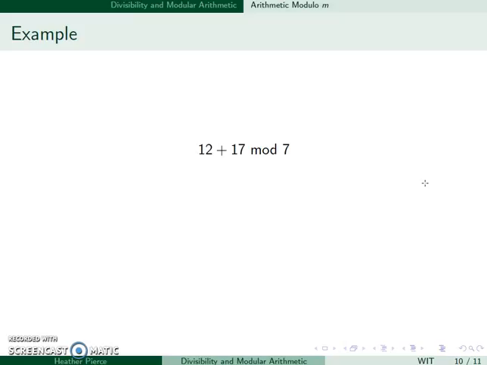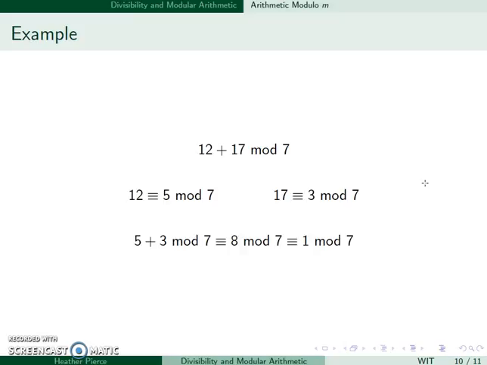I can also do very basic arithmetic. So for 12 plus 17, we start by breaking this apart. 12 divided by 7 is 1 with a remainder of 5. 17 divided by 7 is 2 with a remainder of 3. So I have that 12 is 5 mod 7 and 17 is 3 mod 7. So now I can just add 5 plus 3. 5 plus 3 is 8 mod 7, and 8 divided by 7 is 1 with a remainder of 1. So we get 1 mod 7.